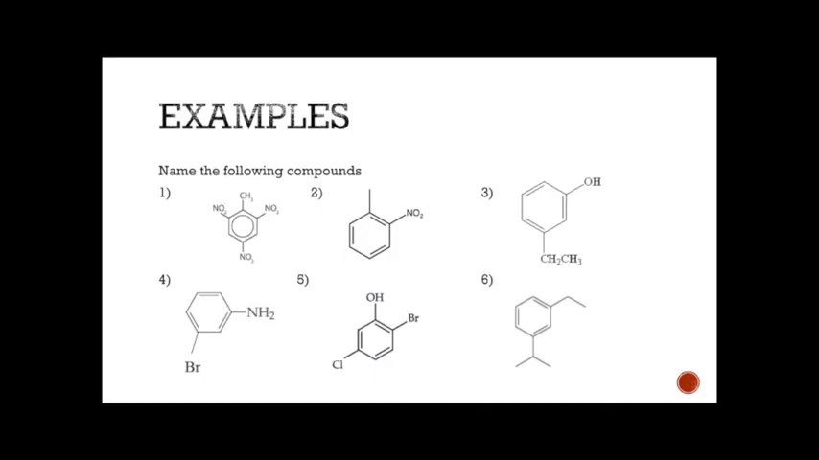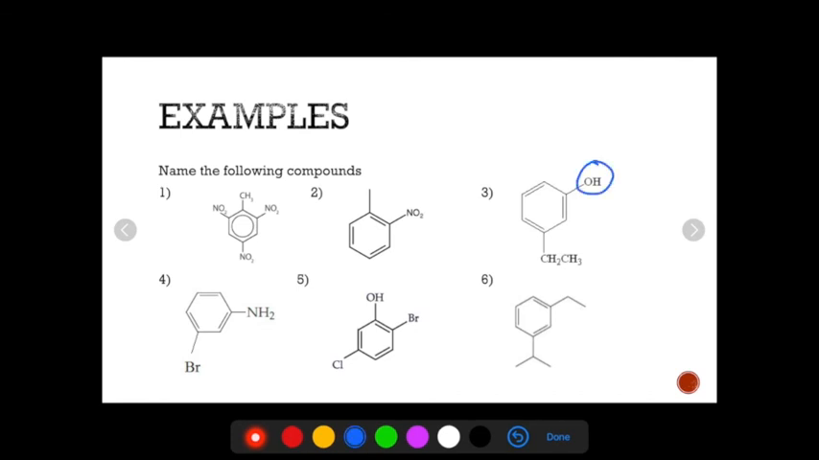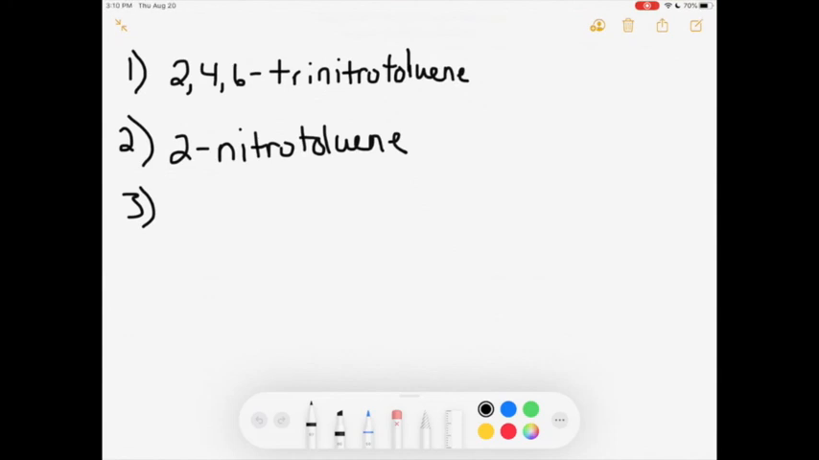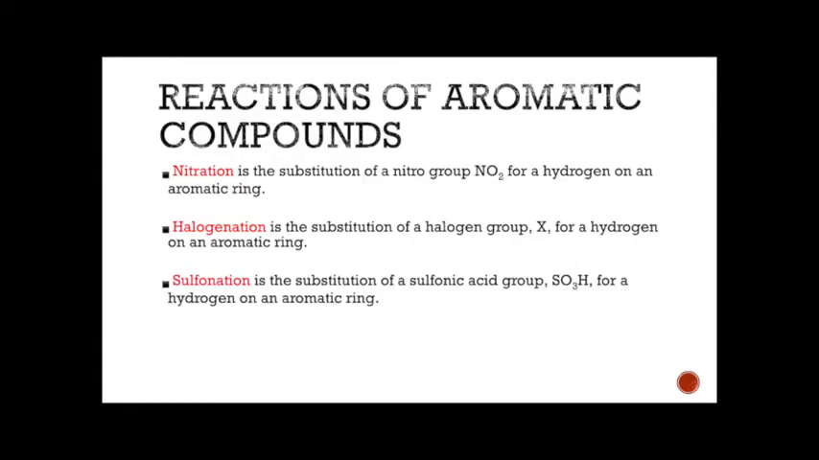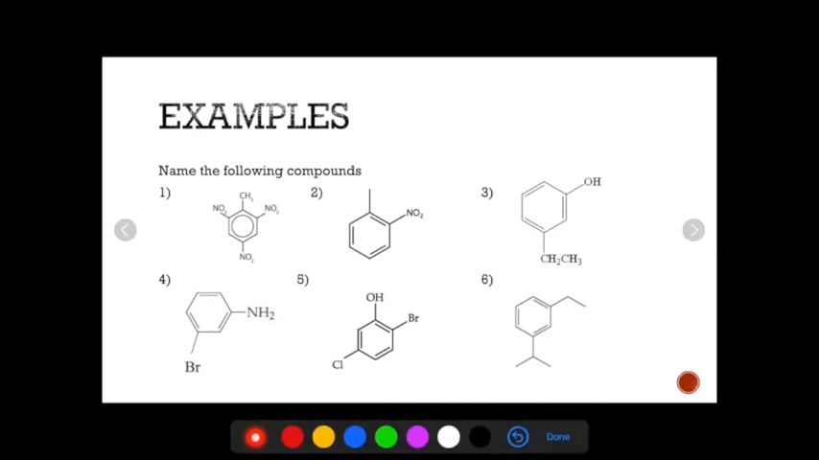Okay, let's go back to 3. For 3, we have the OH group, so we know that's going to be phenol. So this is the first carbon, second, and third. We have the ethyl group here. So we're going to have 3-ethylphenol. And then number 4. On number 3, you could have used meta. You could have said meta-ethylphenol instead of 3. Sorry, that's not what I wanted to do. On this one, we have the NH2 right here.